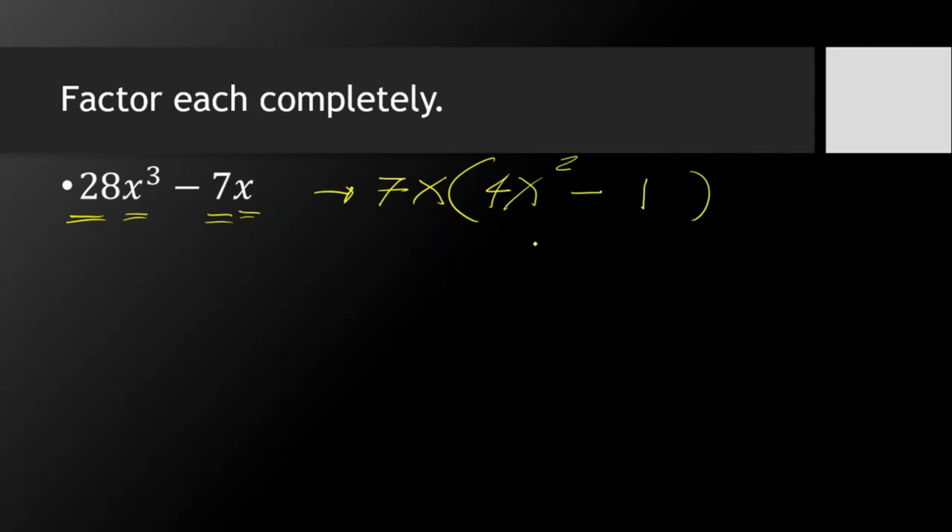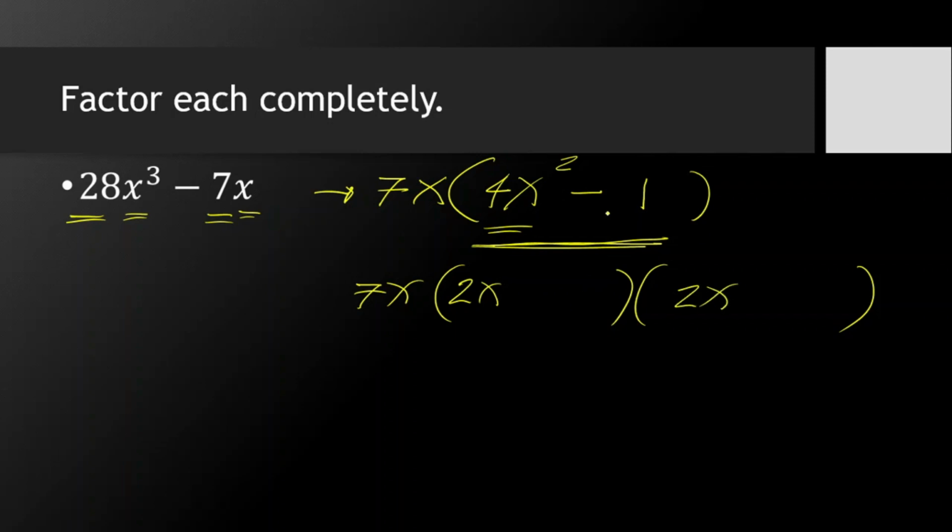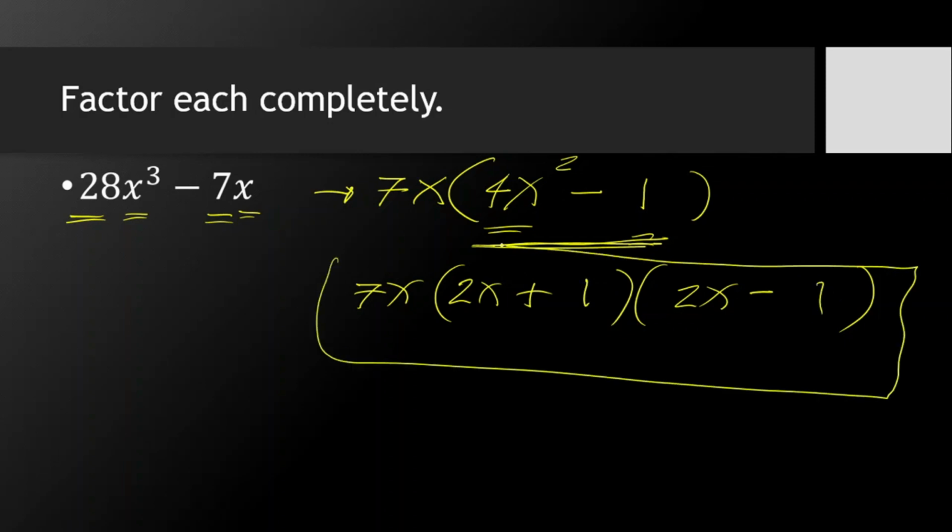So as you can see, we have a binomial that can be factored using the difference of two squares once again. So let's apply the three steps. The two parentheses, that is automatic. Then get the square root of 4x squared, that is 2x, 2x. Then we have the plus and minus sign, then the square root of 1, which is 1 and 1. So there you go. This is now the complete factor of the given binomial 28x cubed minus 7x.